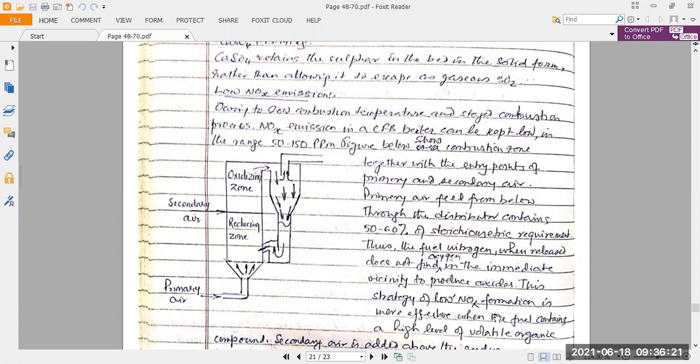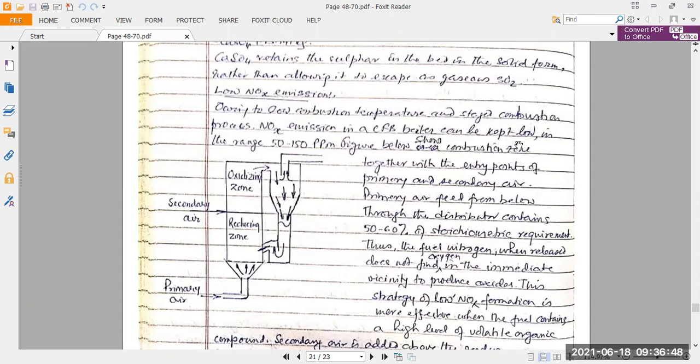So, what happened here? We have a low combustion temperature here, and due to the low temperature and staged combustion process, combustion is done in two different zones, not in the same zone, and thus the NOx can be in the range of 50 to 150 ppm inside the furnace itself.